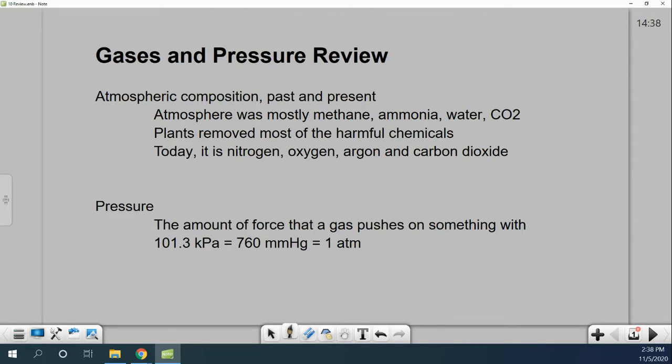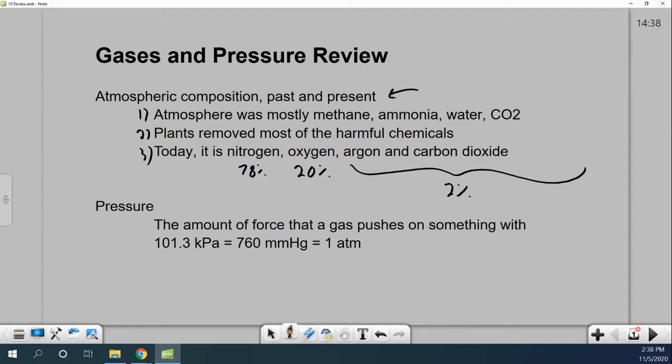Started with atmospheric composition, past and present. So what did Earth look like way back in the day? Mostly methane, ammonia, water, carbon dioxide. So that was where we started. After that, some plants came about, removed most of the nasty, harmful chemicals, which led us to today, where it is mostly nitrogen, roughly 78%, a good batch of oxygen, 21%, and then some argon, carbon dioxide, and other trace amounts. So all the rest of it together is like the remaining 1%. So mostly nitrogen, vast majority nitrogen, fair amount of oxygen in there, and then some argon and carbon dioxide mixed in with a bunch of other trace gases.